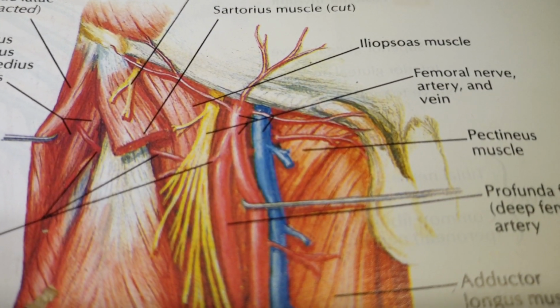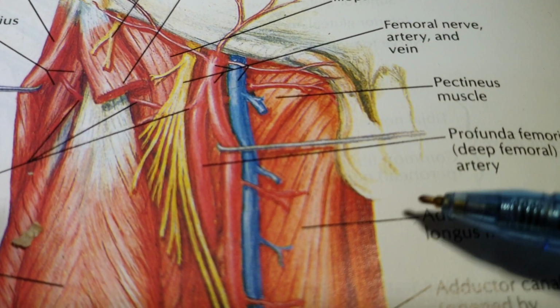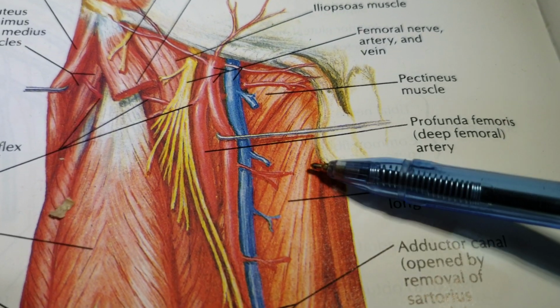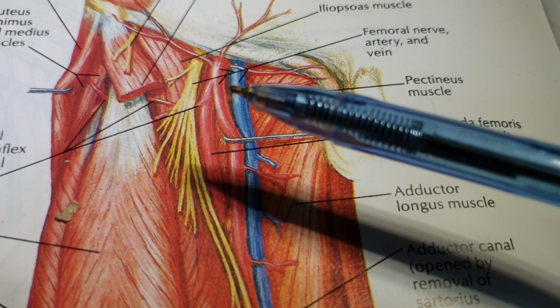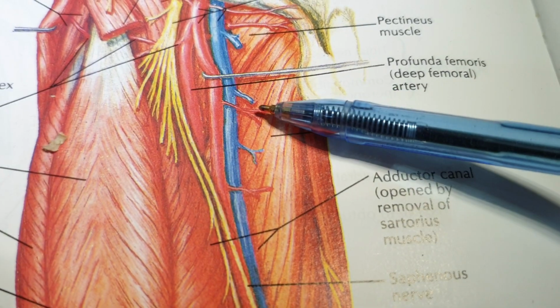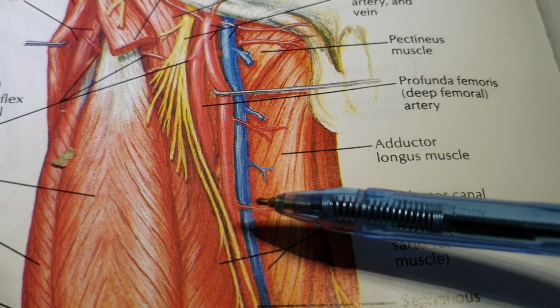Then come the muscular branches. The muscular branches of the femoral artery, like this one, are given off to the adductor muscles, to the sartorius, and to the vastus medialis muscle. So only the adductor branches are shown here, the rest of the branches are not shown in this diagram.